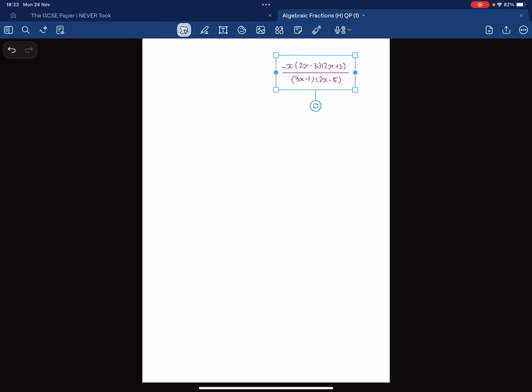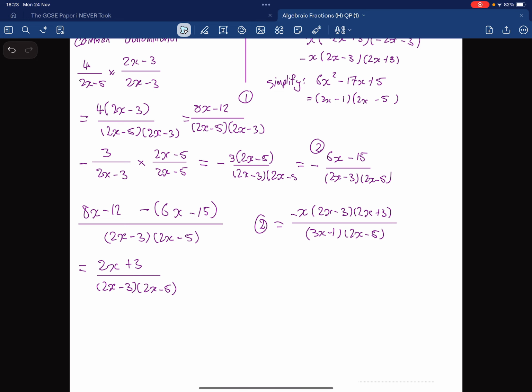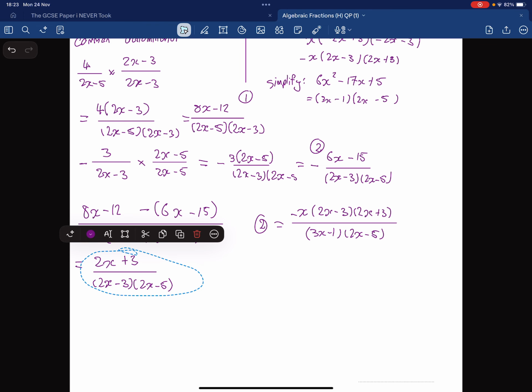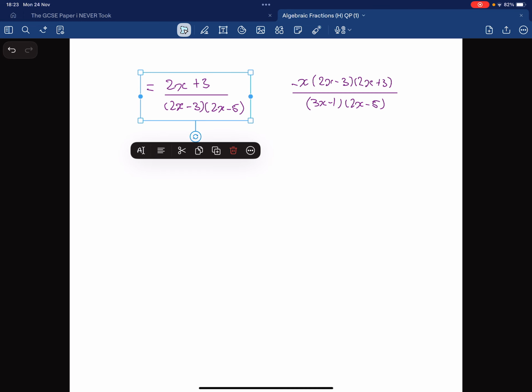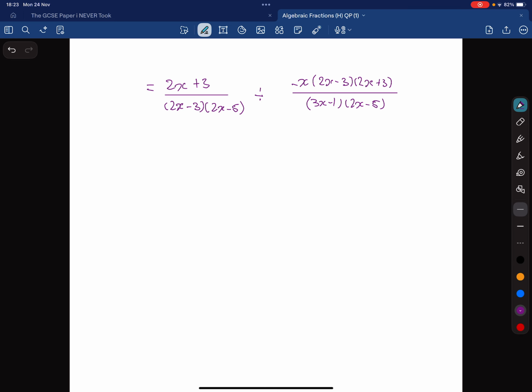So we've got U, that's that horrible beast. And then we've also got EU, which I'm gonna copy and then paste. So to divide, this is then equal to 2x plus 3 divided by 2x minus 3, 2x minus 5. Multiply that by flip this.